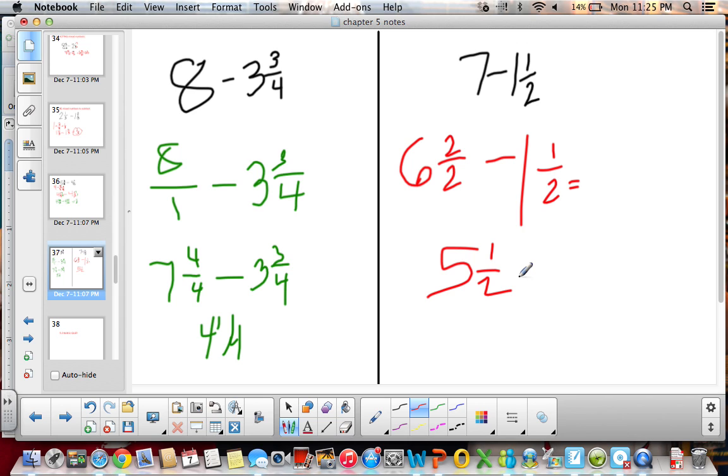So adding mixed numbers, we find a common denominator and we add and solve. Subtracting mixed numbers, you need to figure out if you need to rename a mixed number, or if you need to change a whole number into a mixed fraction.